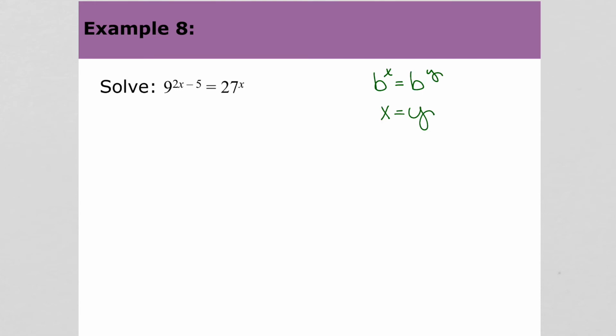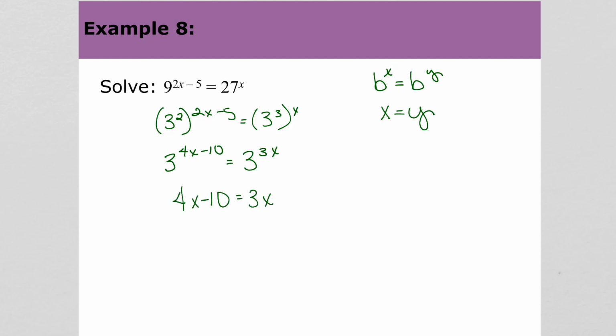But you can get the bases the same because both 9 and 27 can have a base of 3. So 9 is 3 squared, and 27 is 3 cubed. So we can multiply through our exponent there. 2 has to be distributed, so we get 4x minus 10, and then 3 to the 3x, and now our bases are the same. We can set 4x minus 10 equal to 3x and solve it just like you always have. I'm going to subtract 3x from both sides and add 10 to both sides, and x is 10. And that concludes our section on exponential functions.